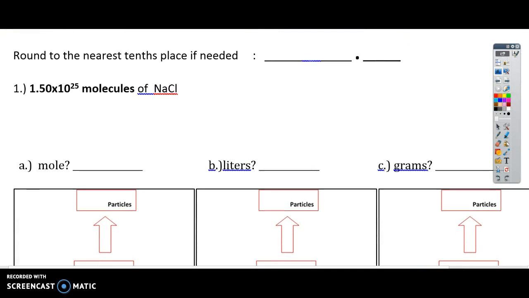When we do these problems, we're going to round to the nearest 10th place. That means we're going to round to just that 1 decimal place. For now, I'm not too strict on that, but just to keep consistency, we're going to round to that 1 decimal place.